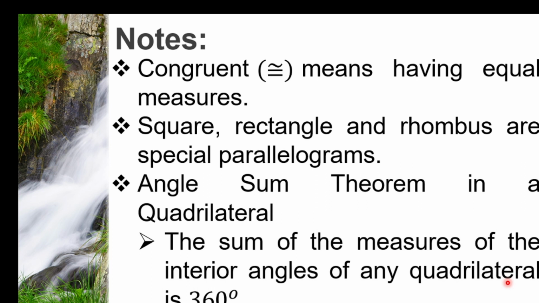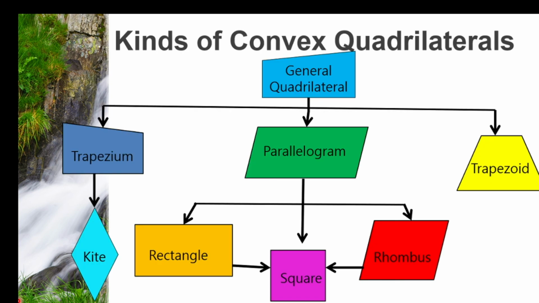We have the angle sum theorem in a quadrilateral. The sum of the measures of the interior angles of any quadrilateral is 360 degrees. So whether we have a square, rectangle, rhombus, trapezoid, trapezium, or kite, the sum of the measures of their interior angles is equal to 360 degrees. Let us go back to the diagram of a general quadrilateral.